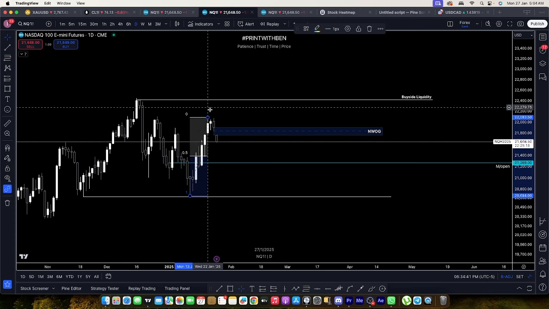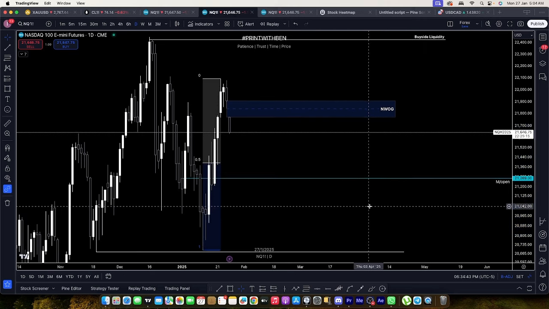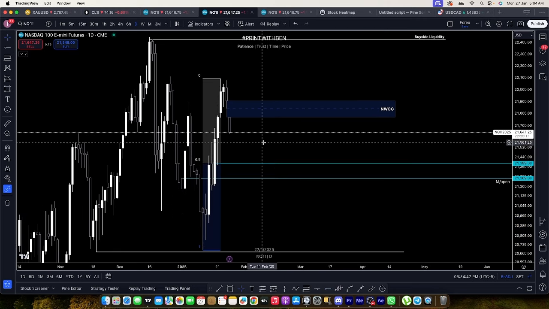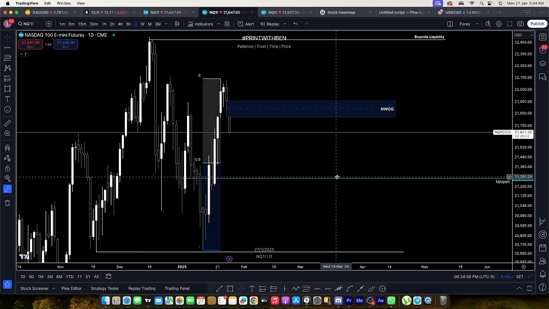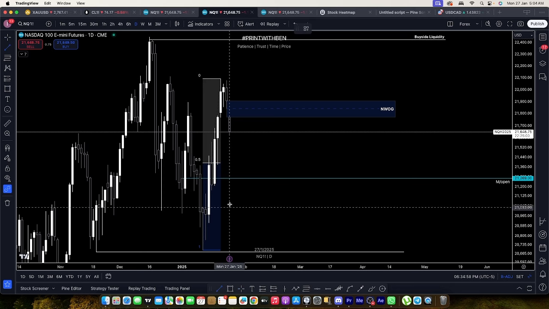Where is the market heading? Probably right here into this order block. I don't want to mark it like that. Let me just use a trend line.